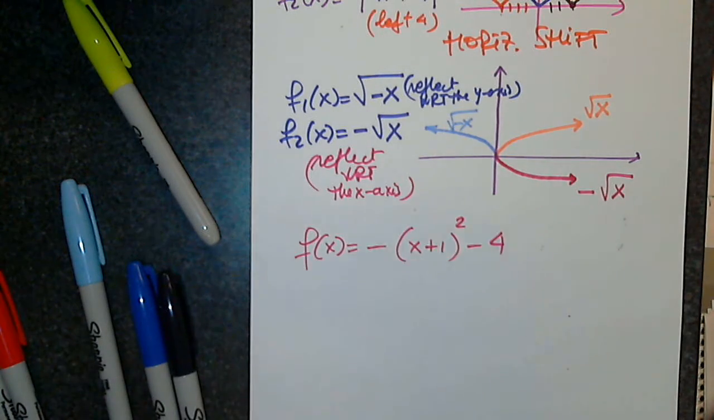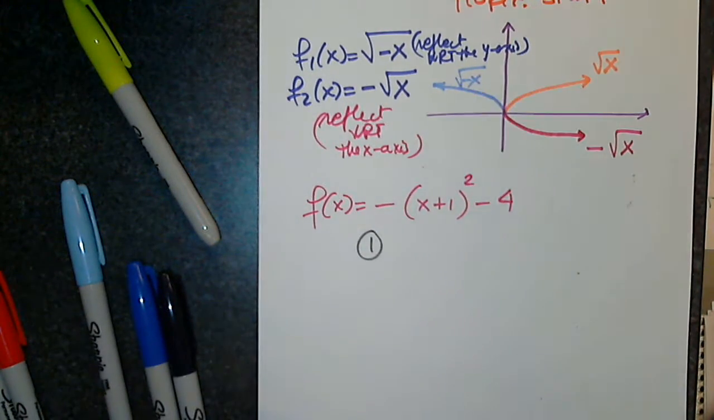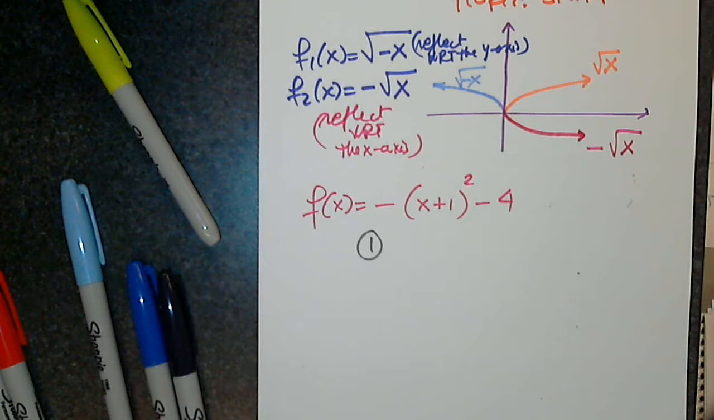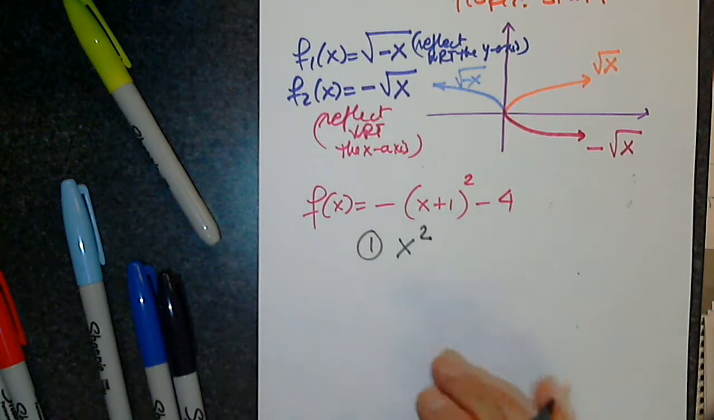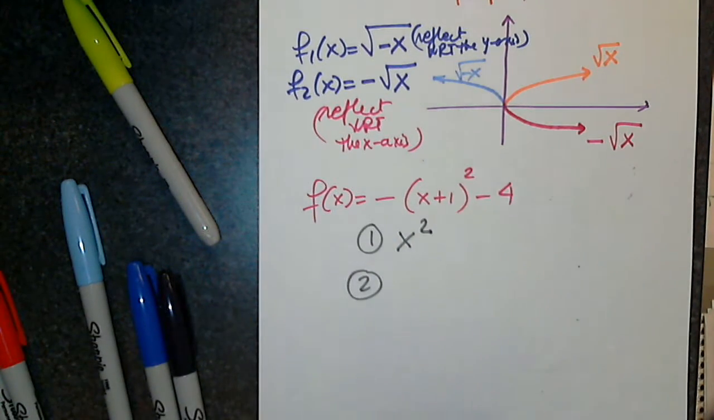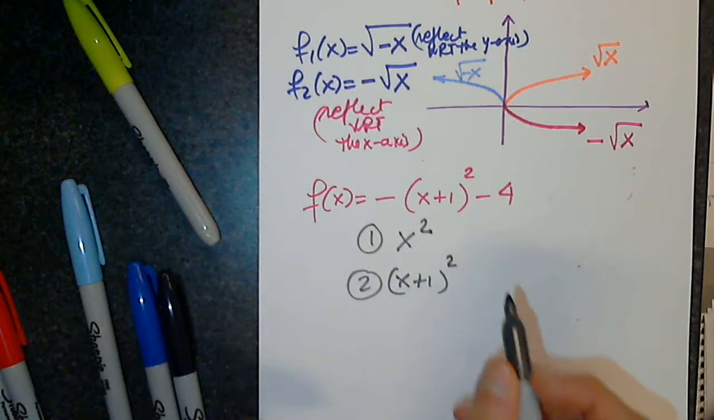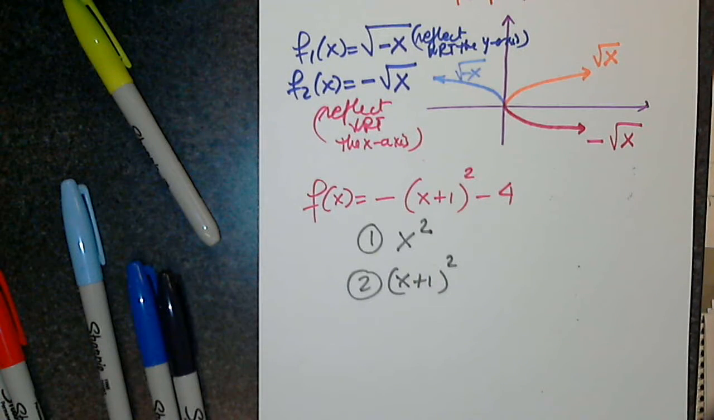Same order of operations. So first, we have to identify the base function. What is it? It's x squared. Very good. Number 2, in order of operations, which step will you perform next? What does x plus 1 squared do to x squared? Careful. When we change x into x plus 1, we do this.